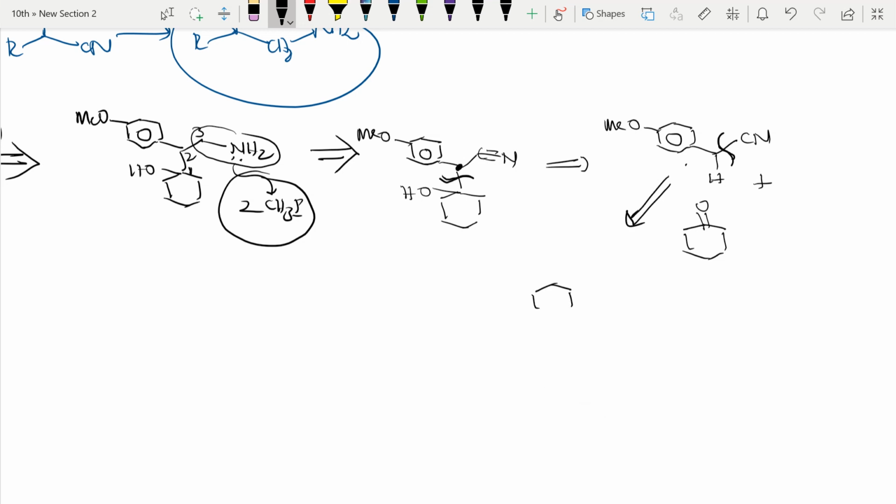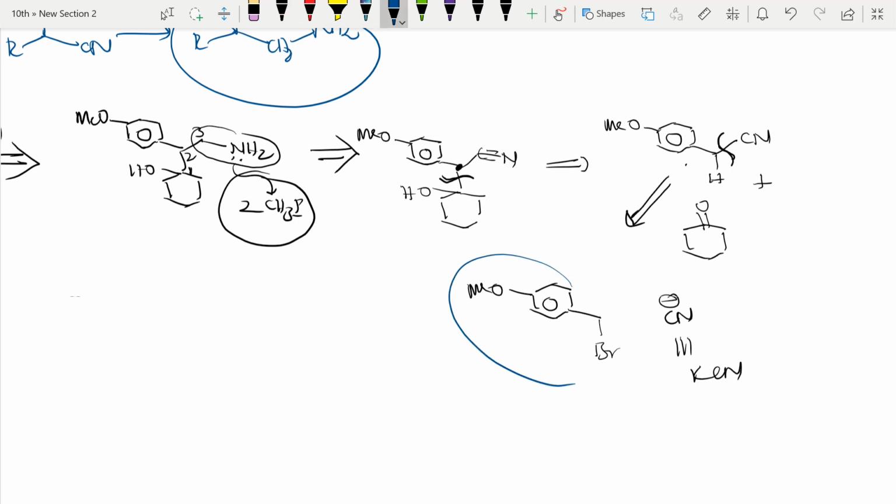I can dissociate like this. OMe here. Here plus charge comes and CN minus charge comes. So the equivalent reagent is KCN. For this equivalent reagent, just remove this plus, and just add Cl or Br, a leaving group. Right. So while writing the reaction, I have told you to take these two things only and write the reaction.